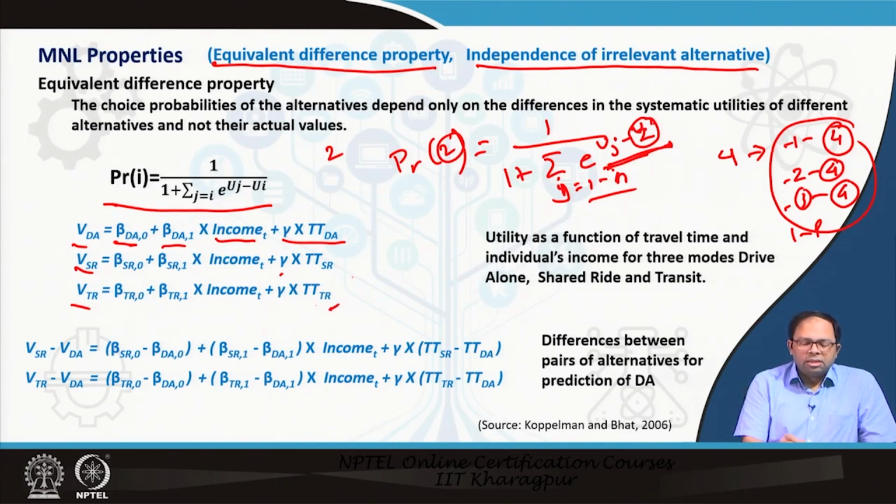So, what it means is we are using the same gamma value over here. This means that we assume that travel time by DA, travel time by SR and travel time by TR, travel time itself is considered the same in all the equations, on all the alternatives. That means that the experience of travel time in all the alternatives is evaluated similarly by every individual.